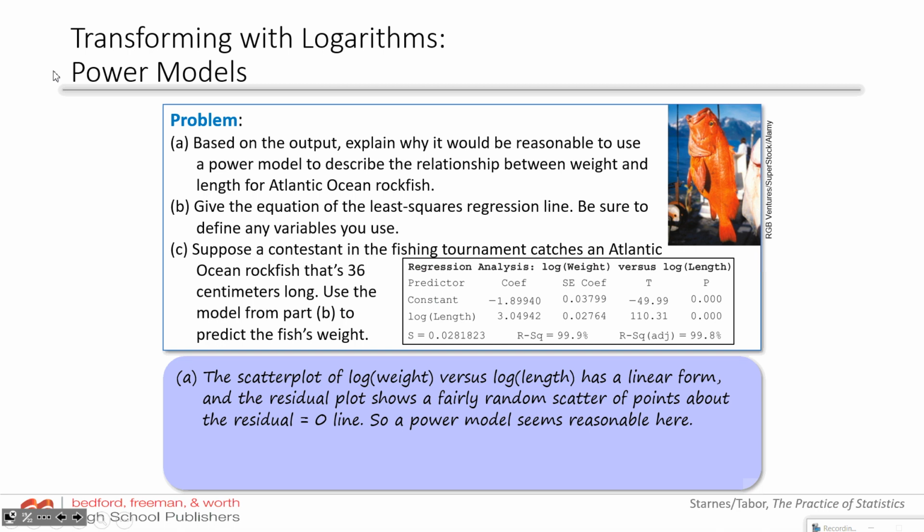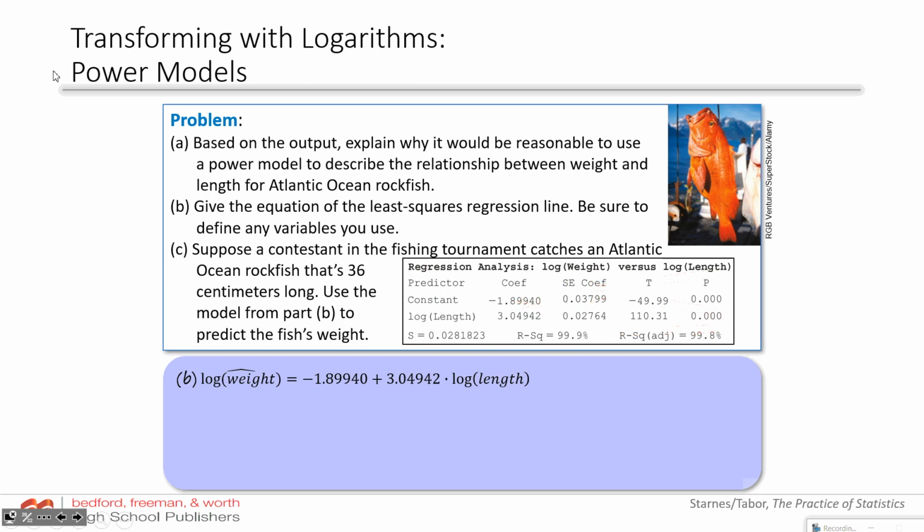Part B, give the equation of the least squares regression line. Be sure to define any variables you use. So remember, the least squares regression line constant is always going to be your y-intercept, and then the x variable is going to be listed along with the slope. Remember, for right now, we're ignoring all this stuff. You never are going to use in this class the r squared adjusted. Here's your r squared, which we'll come back to, standard deviation of your residuals, right? But so your equation is this.